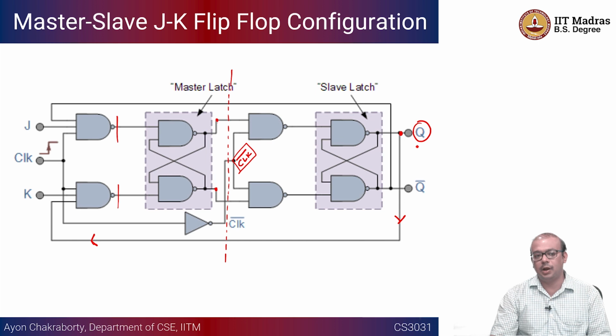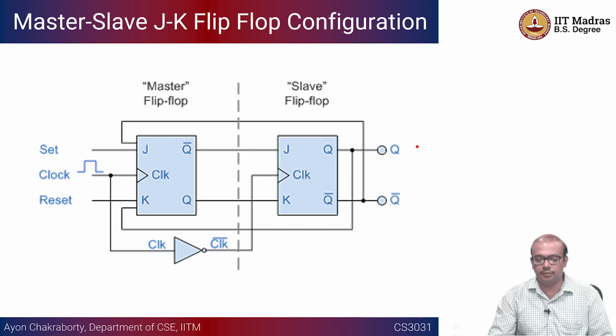Kind of the edge locks the toggle, whereas in case of level triggered, as long as the level is high, the Q's value is going to continuously toggle. Okay, so this is about the master slave JK flip flop configuration, which is going to solve the race condition issue. If you remember, if J is equal to 1 and K is equal to 1, Q next is going to be the Q present's bar.